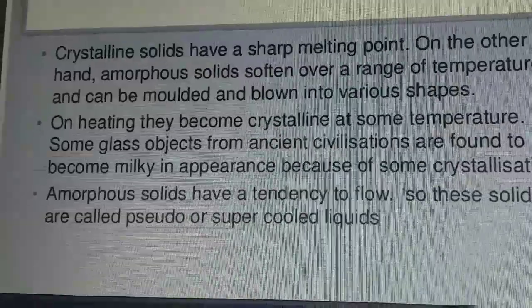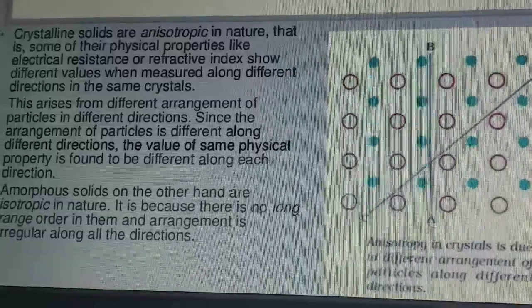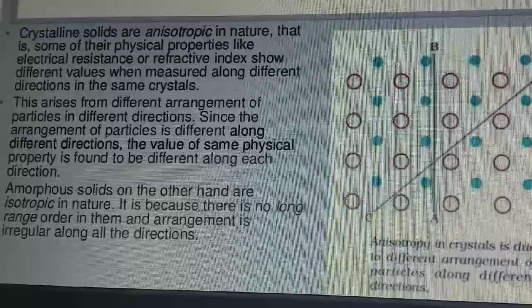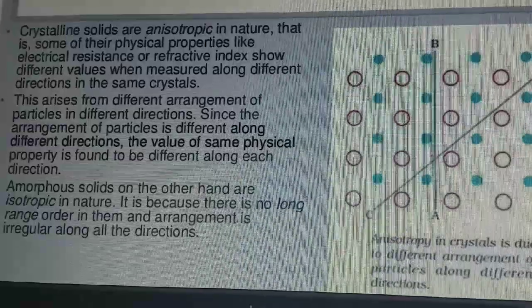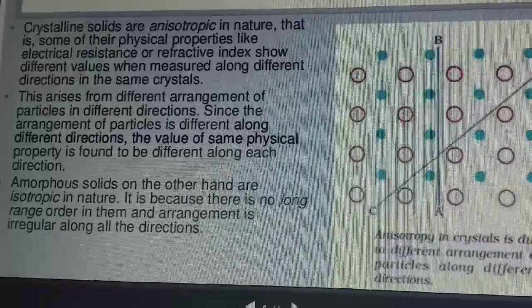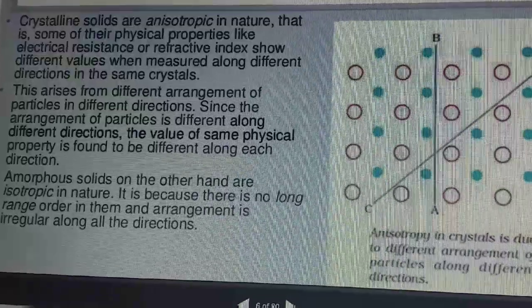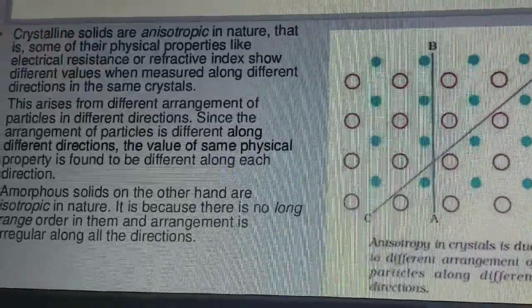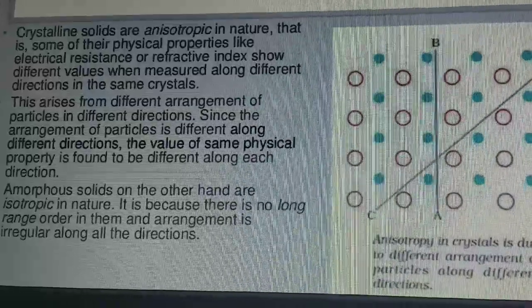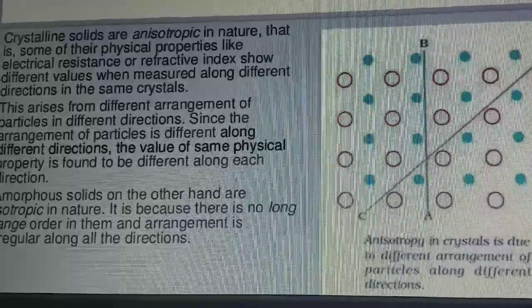I think you understood what is the crystalline solid and what is amorphous. How many ways you can distinguish? Second point is they have sharp melting point crystalline, but amorphous, they don't have sharp melting point. The next difference is crystalline solids are anisotropic in nature. What do you mean by anisotropic? That is, some of the physical properties like electrical resistance or refractive index show different values when measured along different directions in the same crystal.